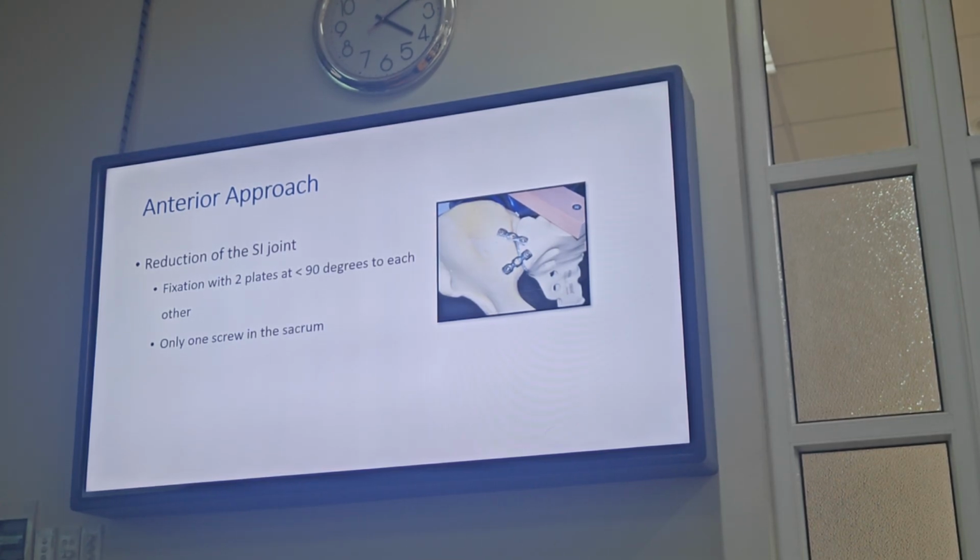If you put the plates parallel, when axial loading happens, the two plates start toggling. They go up and down. So that's why you need to put two plates at an angle to each other. That is important. You cannot put in two plates parallel to each other because it will lead to toggling. You can tell them this one.